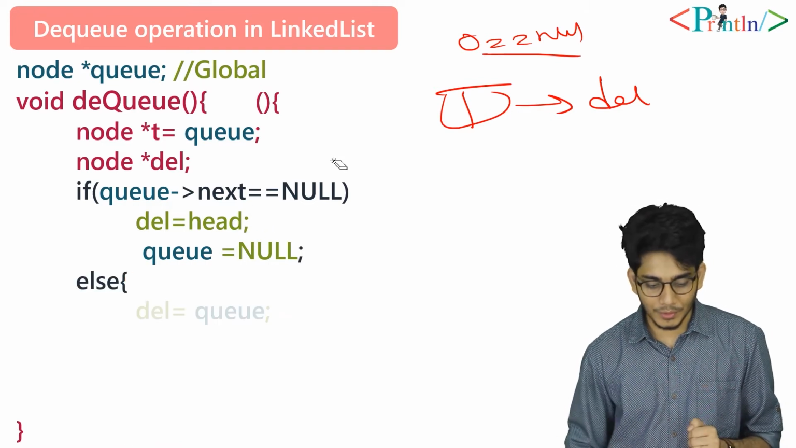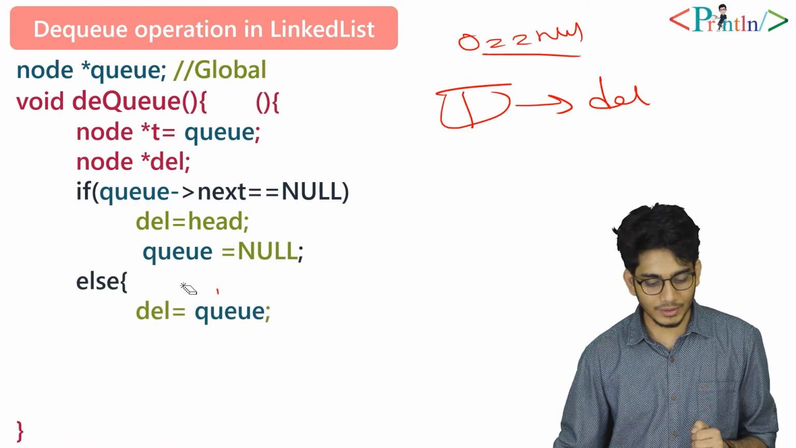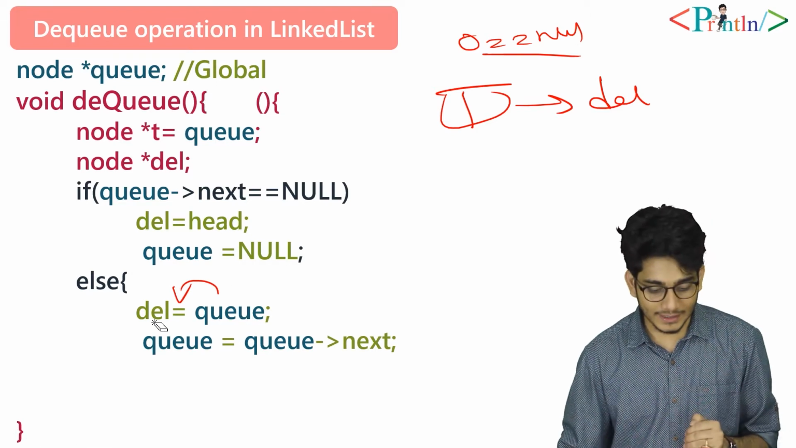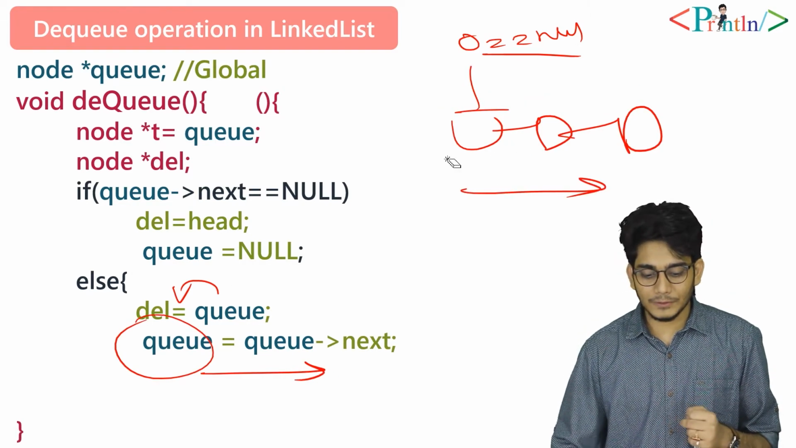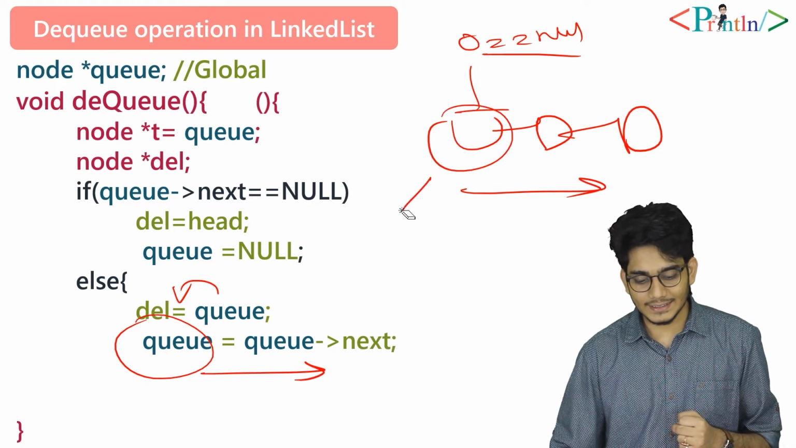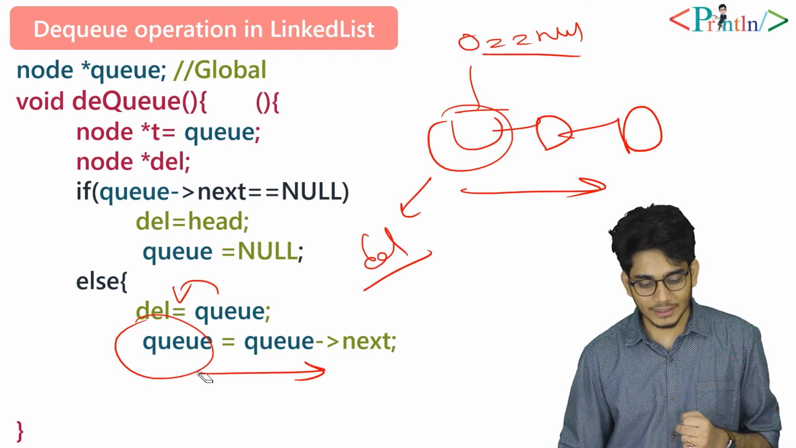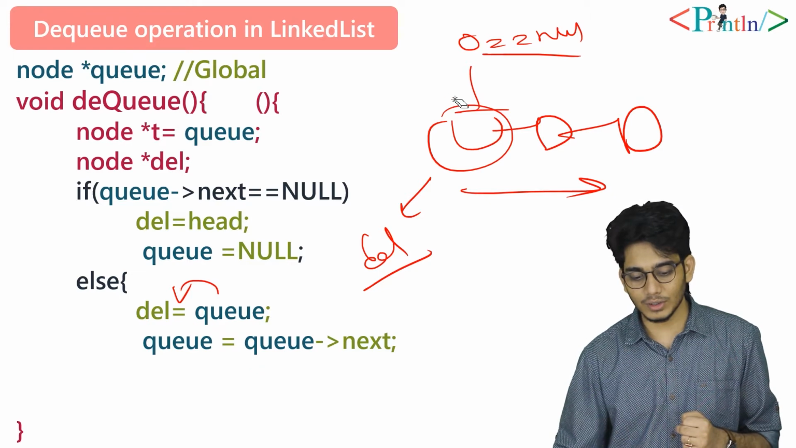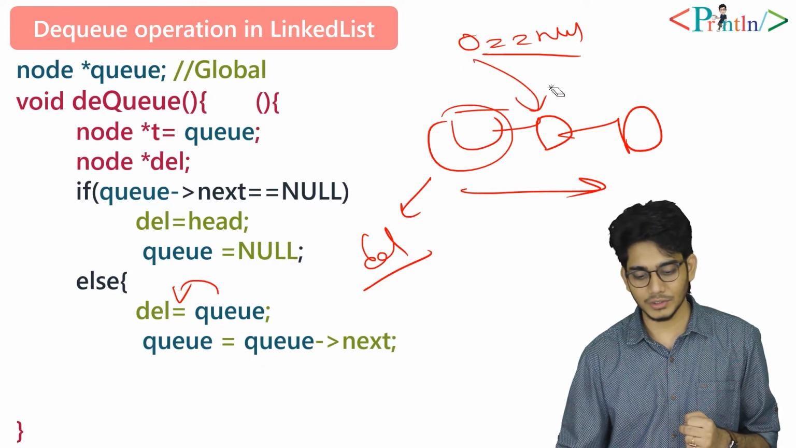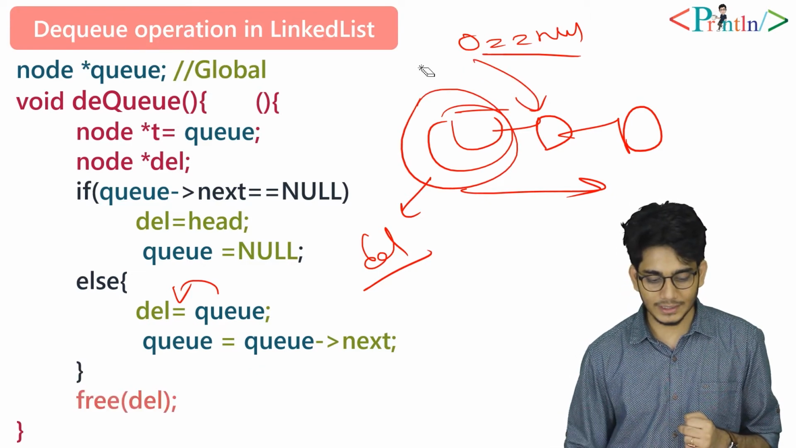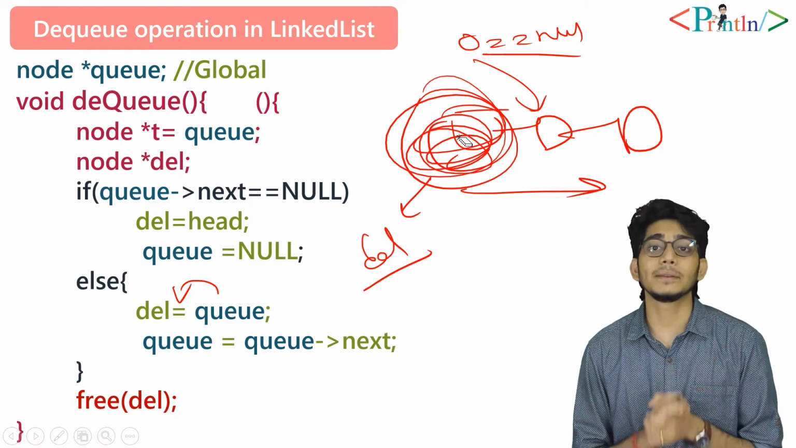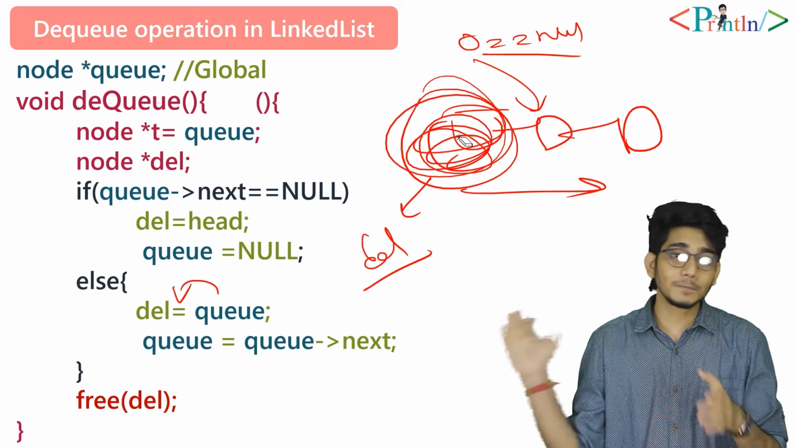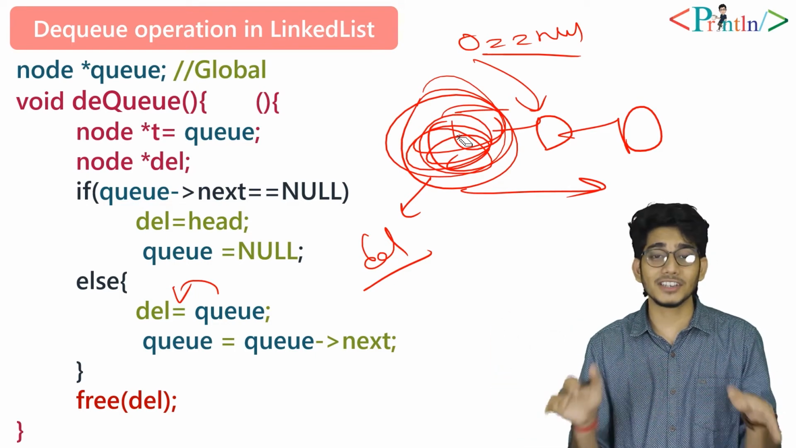Else, what we'll do is set queue into del and move our queue to queue next. Let's say we have three nodes within our list. Now we'll set this data into del and move our queue to queue next. So now the queue pointer or head pointer will be pointing to this node. Then we'll free this memory. So this is how we can delete an element from the beginning of a list. I think these portions are clear. If you have any doubt, just write in the comment section.